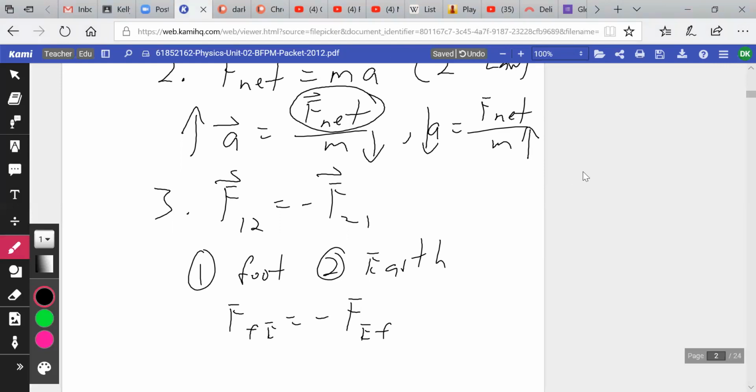Yep. And so that will end it for today, the first part of this packet. We'll talk about FBDs, free body diagrams, and system schemas next time. And we'll get into worksheet 1. Okay, so there's that.